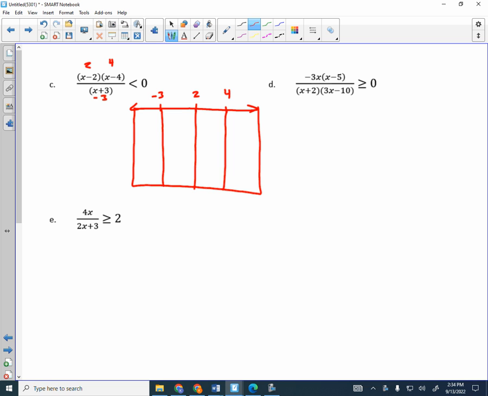I like to connect it to the graph. And the number of rows is the same as the number of factors that you have. So we plotted 3 numbers, so I'm going to have 3 rows. Yep. So the numbers that give you 0 go on the top. The factors go on the side.